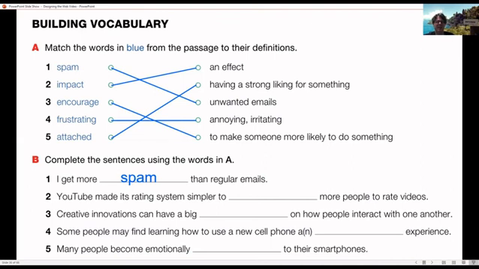2, YouTube made its rating system simpler to encourage more people to rate videos. 3, creative innovations can have a big impact on how people interact with one another. 4, some people may find learning how to use a new cell phone a frustrating experience, and many people become emotionally attached to their smartphones or cell phones. Again, you can pause now if you need to write these down. And I will now move on to the next slide.